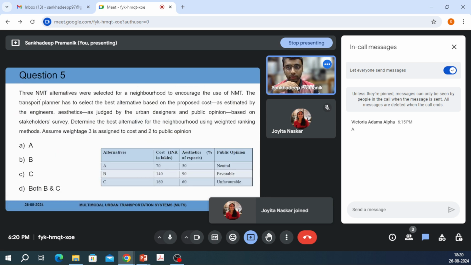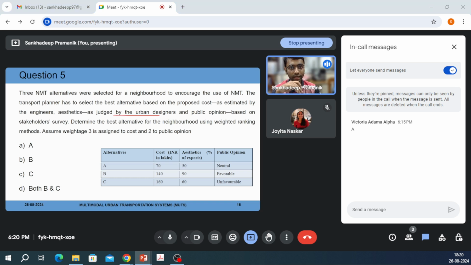Next is, 3 NMT alternatives were selected for a neighborhood to encourage the use of NMT. The transport planner has to select the best alternative based on the proposed cost as estimated by engineers, aesthetics as judged by urban designers, and public opinion based on a stakeholder survey. So based on these three, they have to take the decision. So you have to determine the best alternative for the neighborhood using the weighted ranking method. Assume weight 3 is assigned to the cost and 2 to the public opinion.